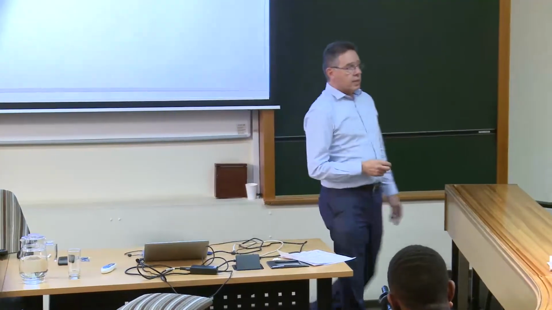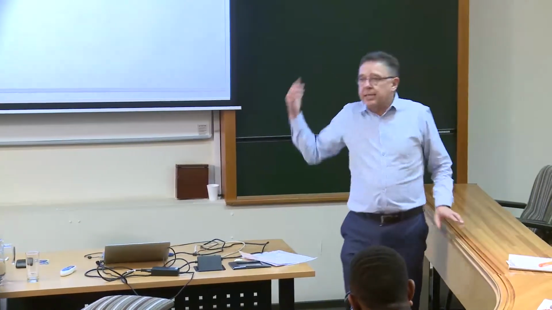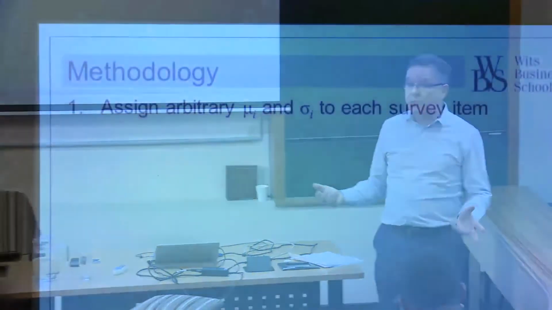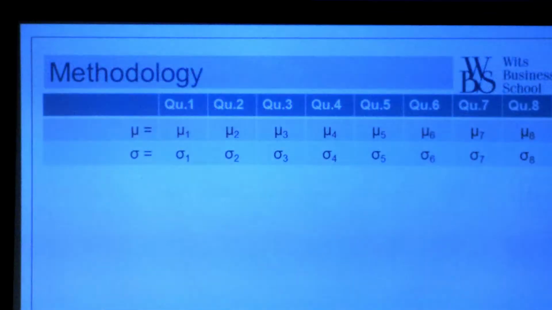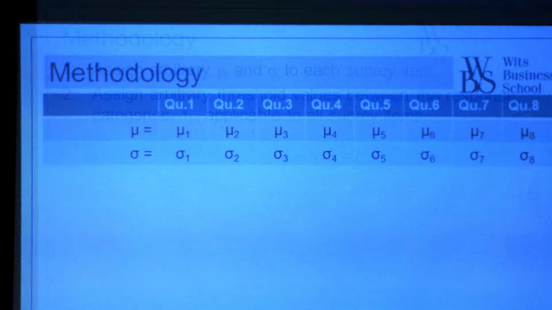Now what I'm going to do is arbitrarily guess a mean and a standard deviation for those items in my model. I'm just going to assign arbitrary values. Normally I assign 0 and 1 just because that's a convention. I assign those to each of my questions. Each one has its own unique mean and standard deviation.